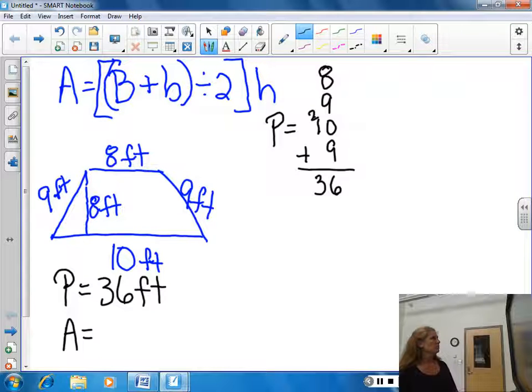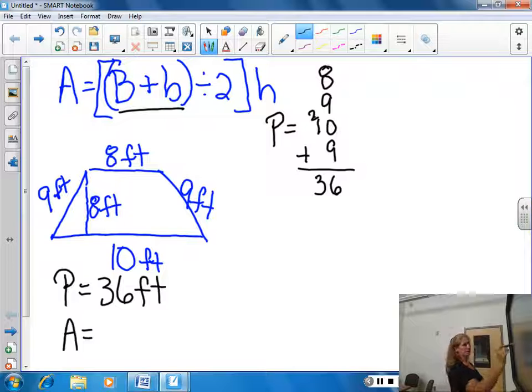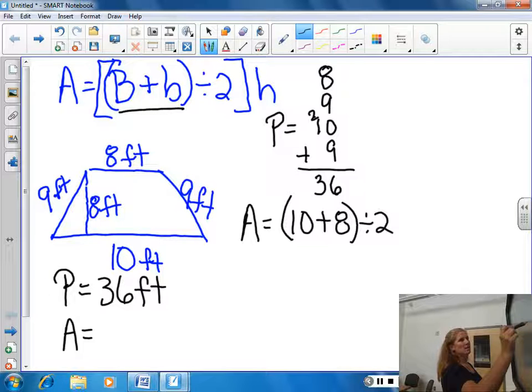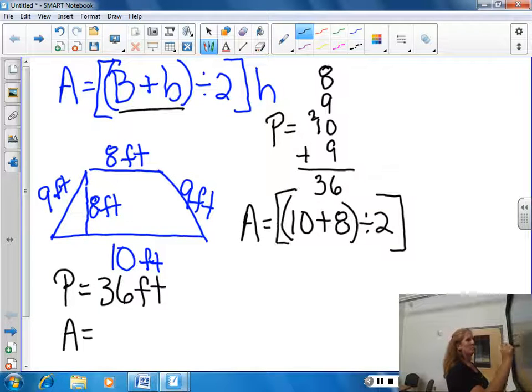What I have to do for the area first is to add the big base and the little base together. So I'm going to do that first. That's going to be 10 plus 8. Then I'm going to divide that by 2. And then, because that's part of the formula, when I'm finished with all that, I'm going to multiply it times the height, which happens to also be 8. So inside the parentheses, 10 plus 8 is 18.